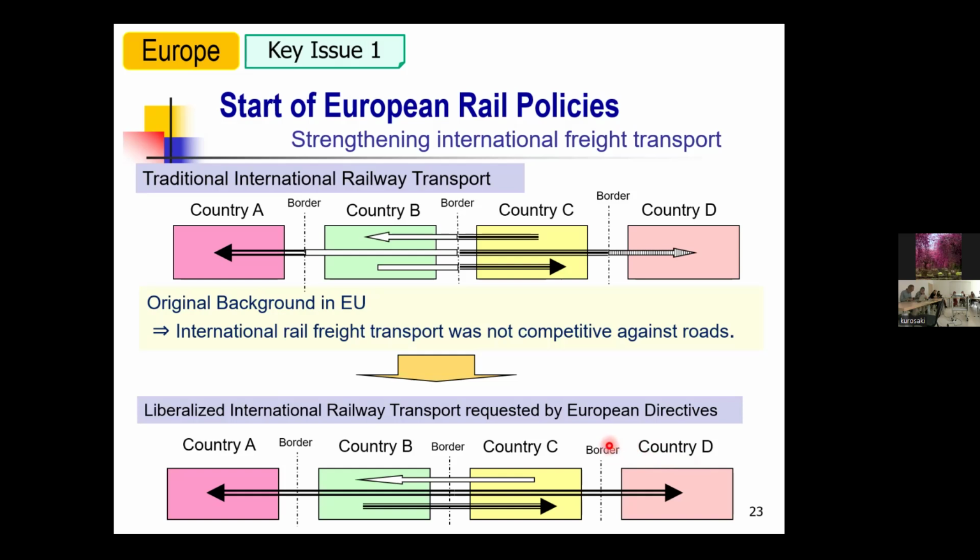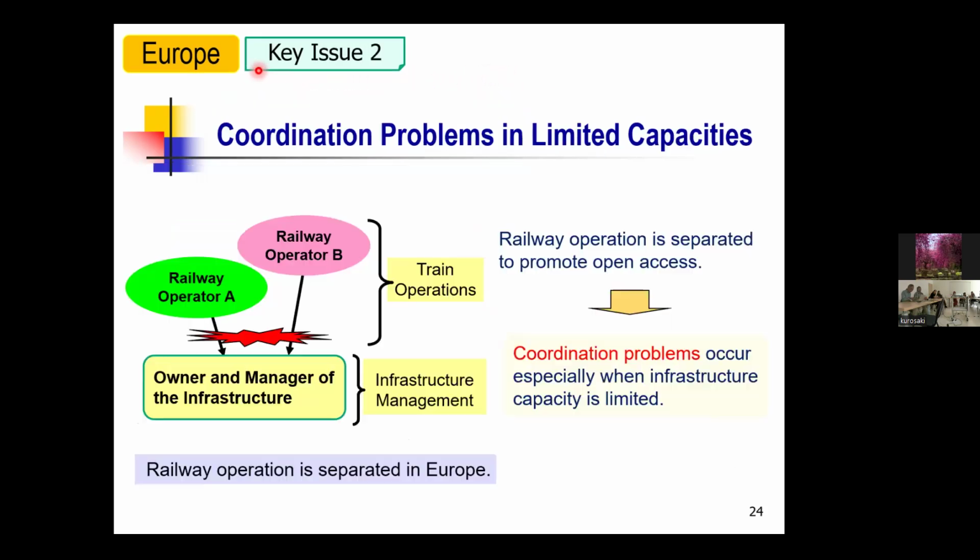Nowadays, open access can be seen in the passenger sector as well. However, this policy started in order to make international freight transport competitive against the truck transport on the road. This is the first key point of European railway operation. Open access had good aspects, especially in the freight transport. Certainly, transport volume of freight railways increased after introducing open access.